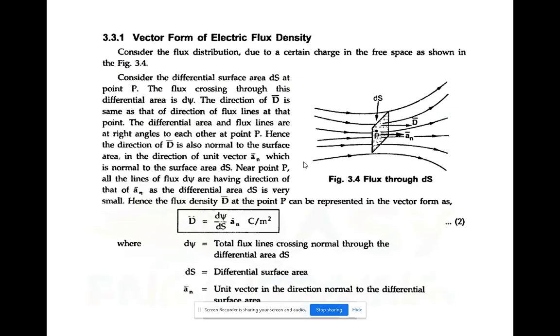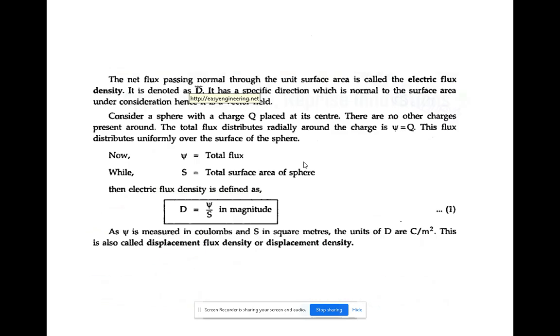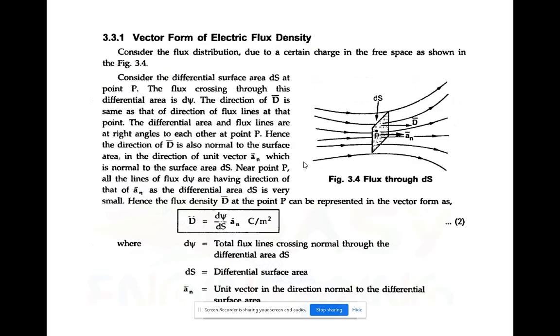Now we are going to represent the vector form of the electric flux density. In the above equation, we represented the magnitude value of the density. Now we are going to see the density in vector form, that means you will have the D vector. Again, consider the flux distribution due to a certain charge in free space. Here you consider a small area, the differential surface area dS at point P. The flux crossing that differential area will be d psi.